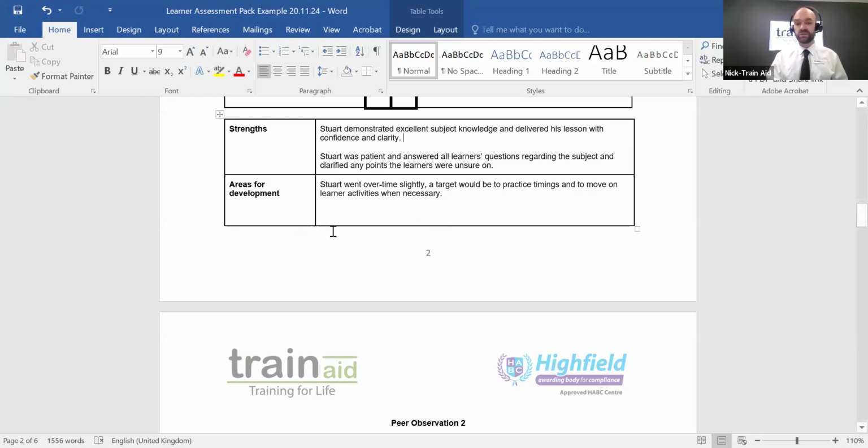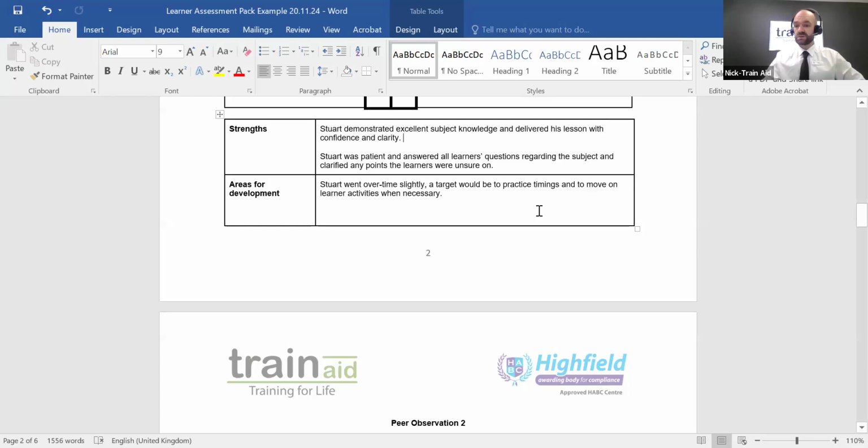And an area for development, well, I'm going to give him 1 area for development. So when I observed him, Stuart did go over time slightly, and a target would be to practice timings and to move on learner activities when necessary. So don't be afraid to pause the lesson and to say to learners that we are going to move on to the next activity there.